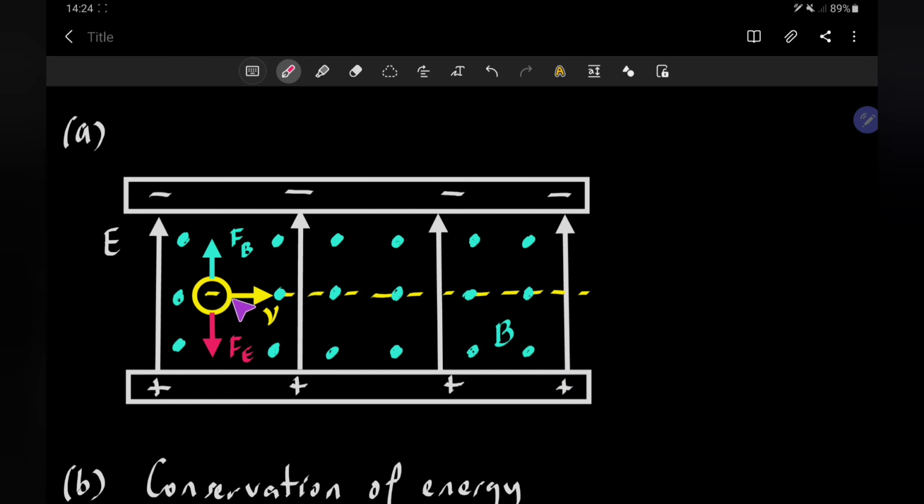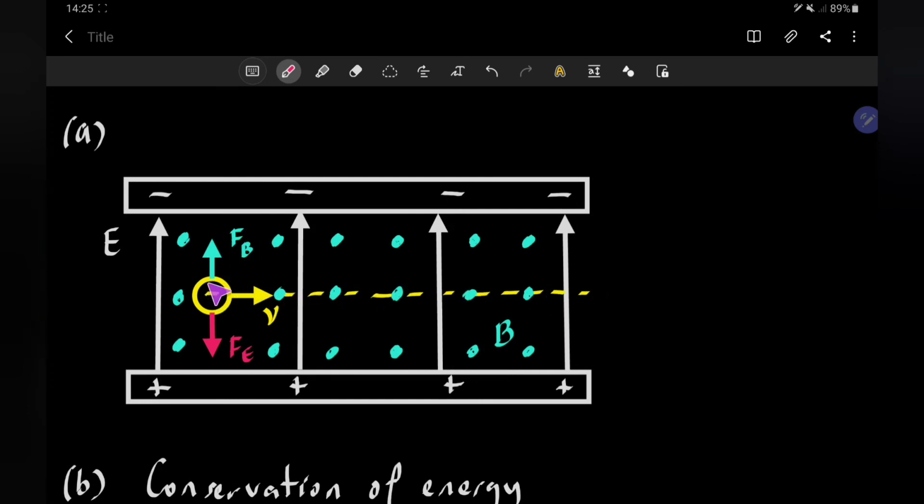So to ensure that the motion is on a straight line, like this, we need to cancel out the force, isn't it? So we need to have another force which is against Fe. So it must be directed upward. So in this case, we need Fb to cancel out Fe. So when the magnitudes of Fb and Fe are equal to each other, they are cancelling each other so that the motion of the particle is on a straight line.